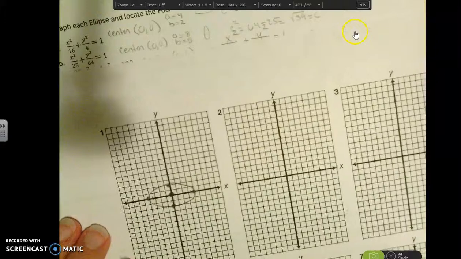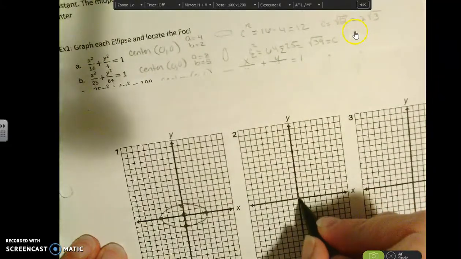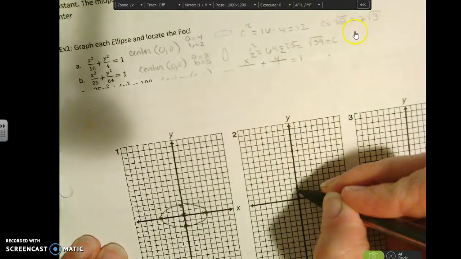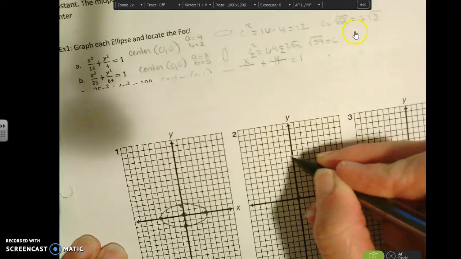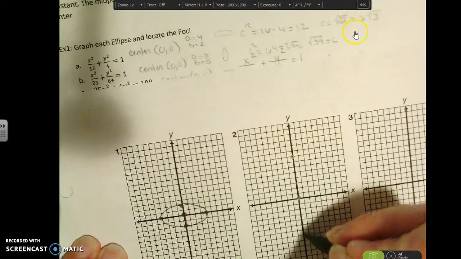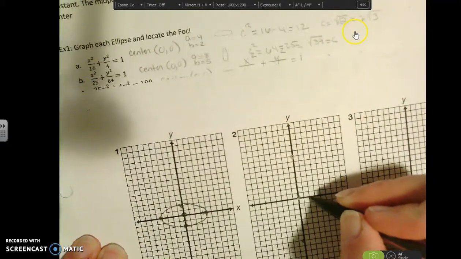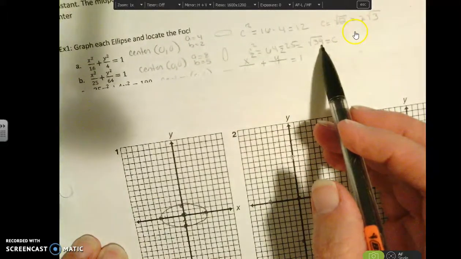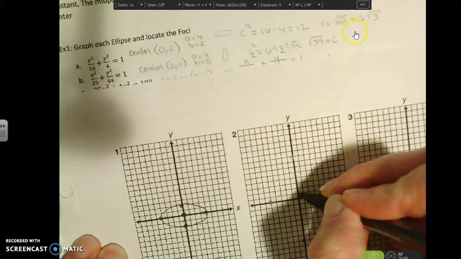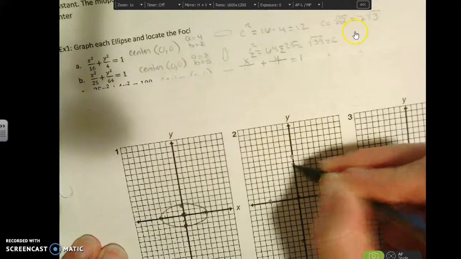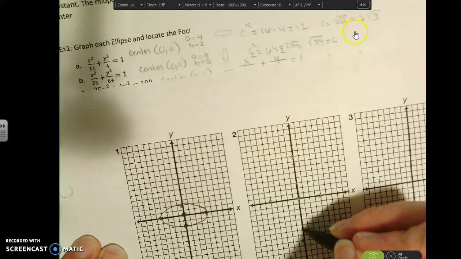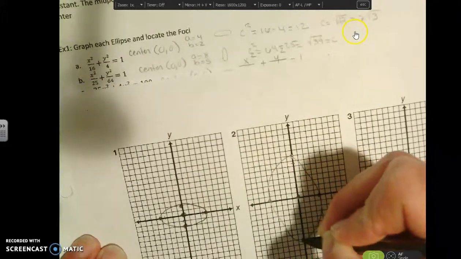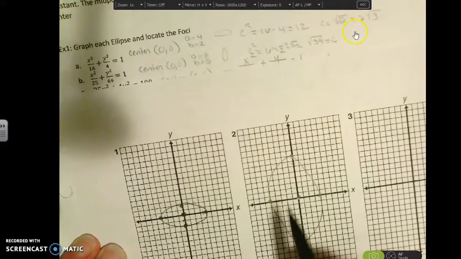So let's do a couple more. So the second one, our center is at 0, 0 again. Our A value is 8 and our B value is 5, but it's a vertical ellipse, so we're going to go up 8. And then we're going to go down 8. Our minor axis is 5. So we're going to go 5 to the left and 5 to the right. And then C is the square root of 39, which is a little bit more than 6. So we're going to go up about 6, so we're about right here. And then we're down about right here. And so here is our ellipse, as best I can draw it. It's not a very good ellipse. So there's our ellipse that's horizontal, and a vertical this time.